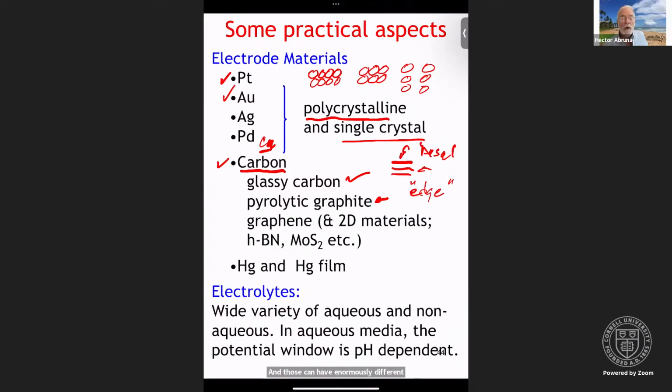So you really have to know whether it's on the basal plane that will look like basically an extended aromatic or graphene-like. On the edges, it's going to be like a layer structure.